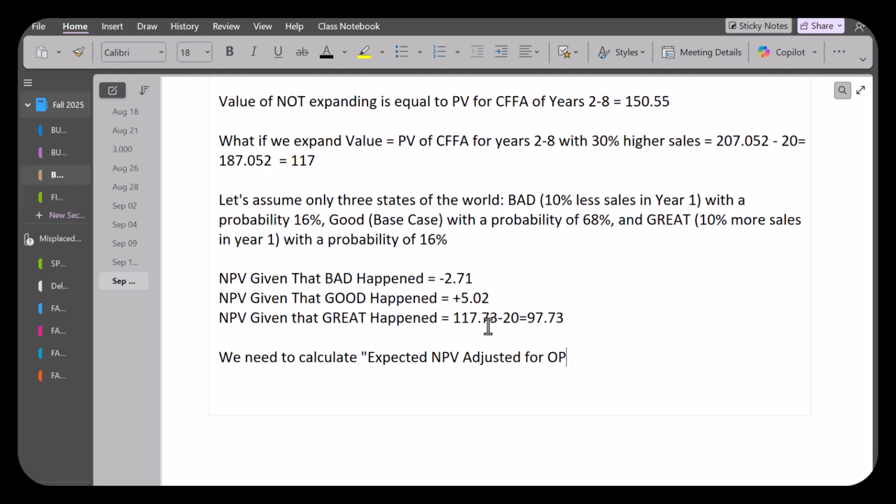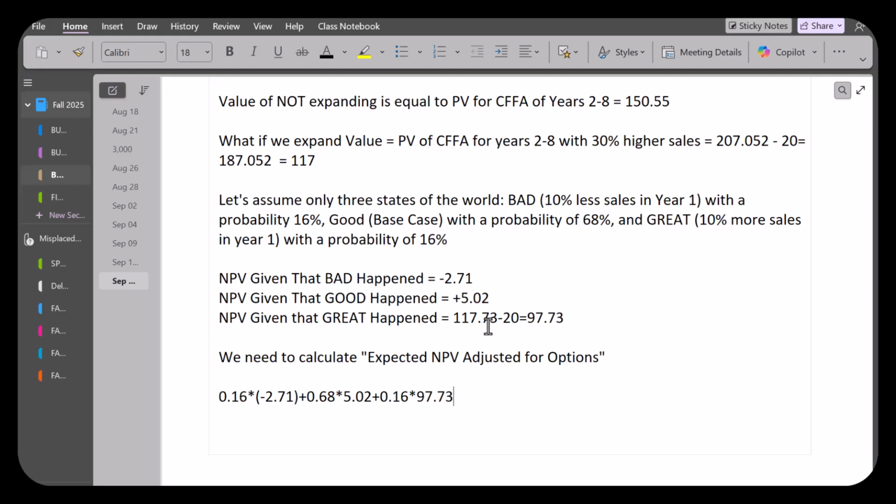So with 0.16 probability, I get a bad state, negative 2.71. With 0.68 probability, I get the good state, 5.02. And with 0.16 probability, I get 97.73. It's 18.61.